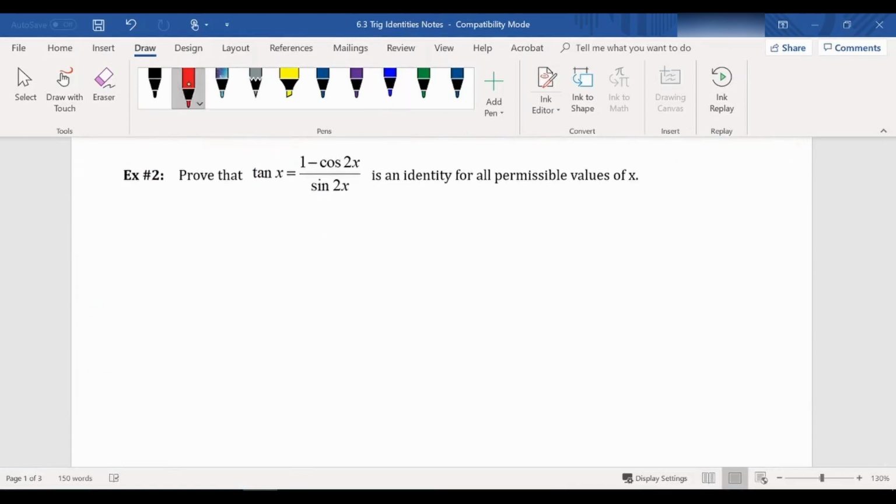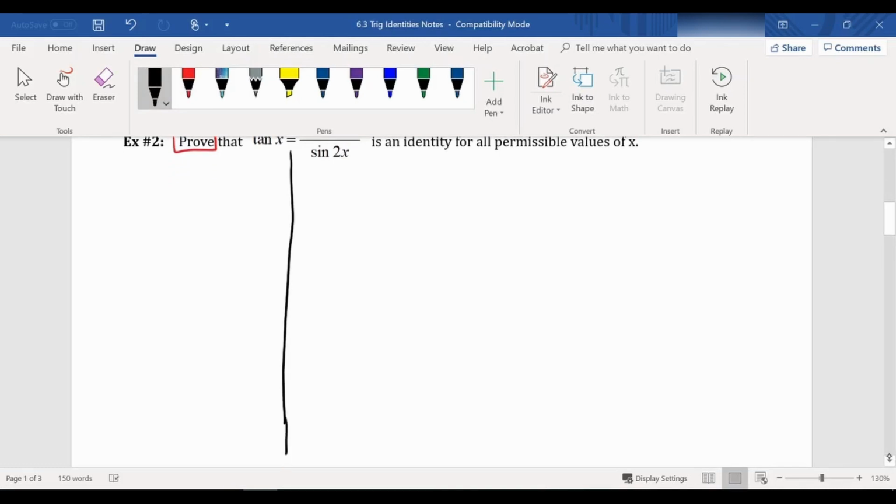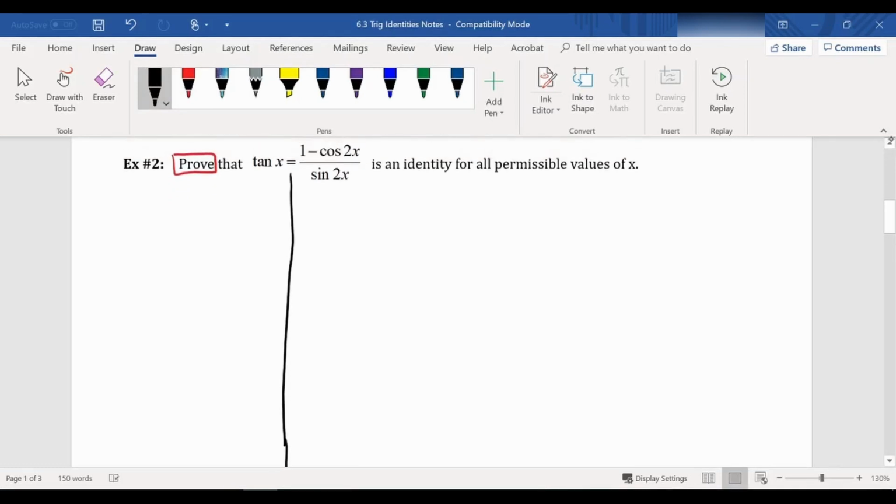Next one. Again, notice it says prove. We're not allowed to work from left to right. We have to work on each side separately. I'm going to draw my wall. Okay. It doesn't matter which side we start with. I'm going to start with the right. It looks worse. And I'm going to try and see if I can get it to equal tan x.